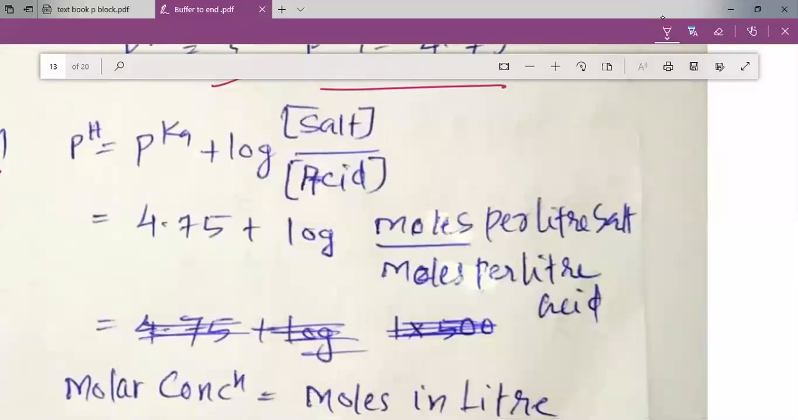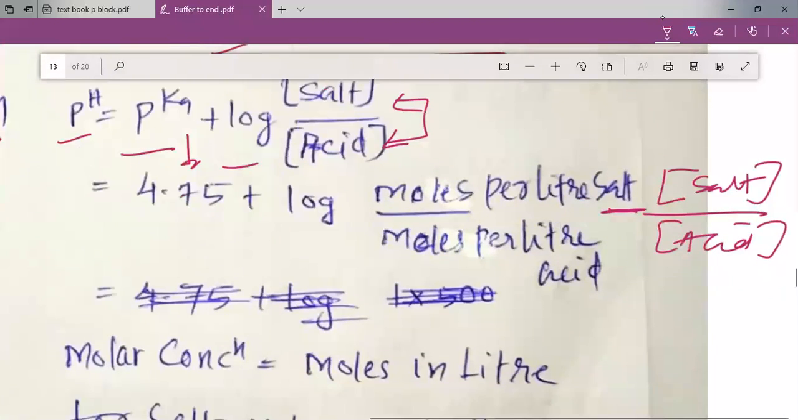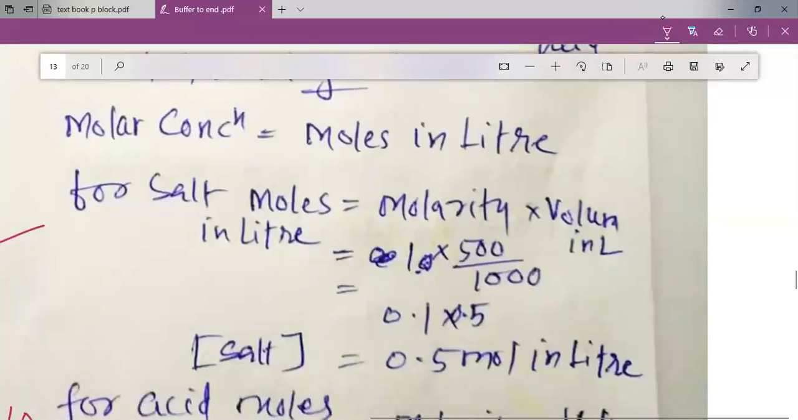Please pay attention, my dear students, that we have the Henderson-Hasselbalch equation. It says that pH is equal to pK plus log of salt divided by acid. So when we have pK value 4.75, log of moles per liter of salt, or concentration of salt, we can write it this way: concentration of salt divided by concentration of acid, that is moles per liter of acid. Now molar concentration, my dear students, is equal to moles in liter. That is what we call mole per liter.